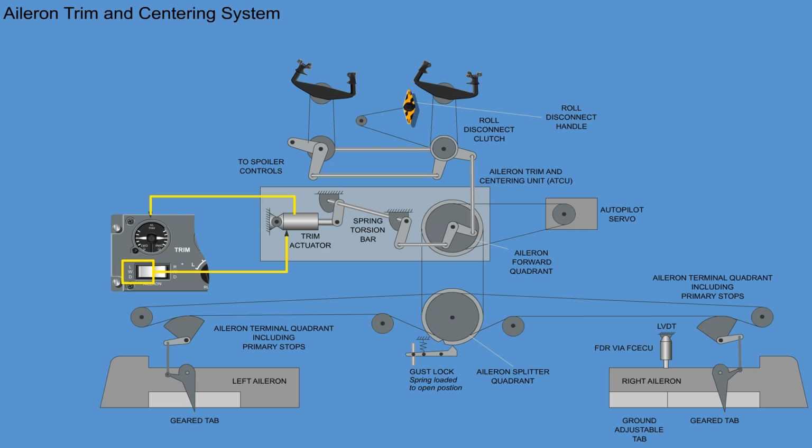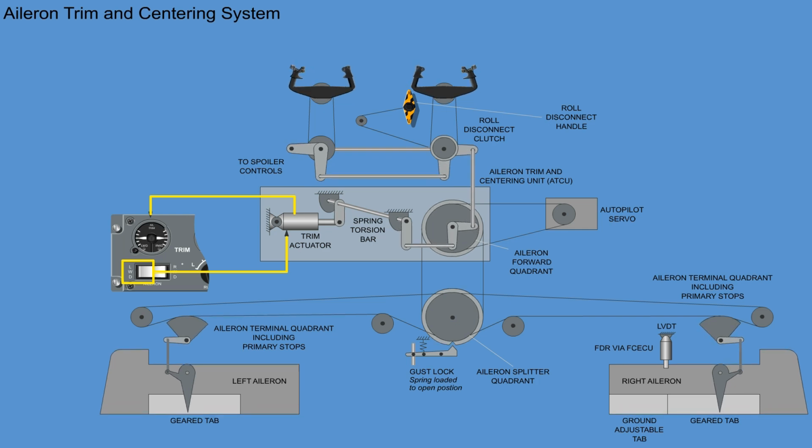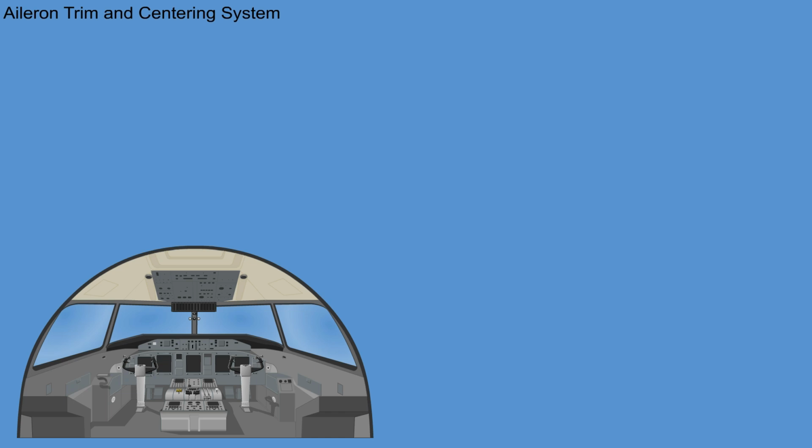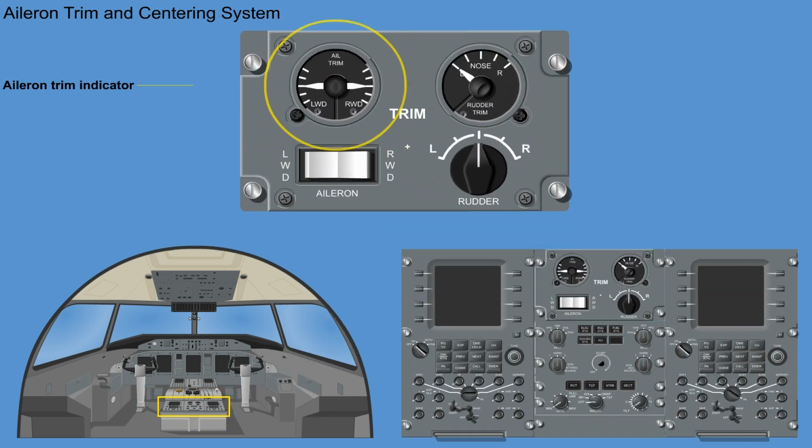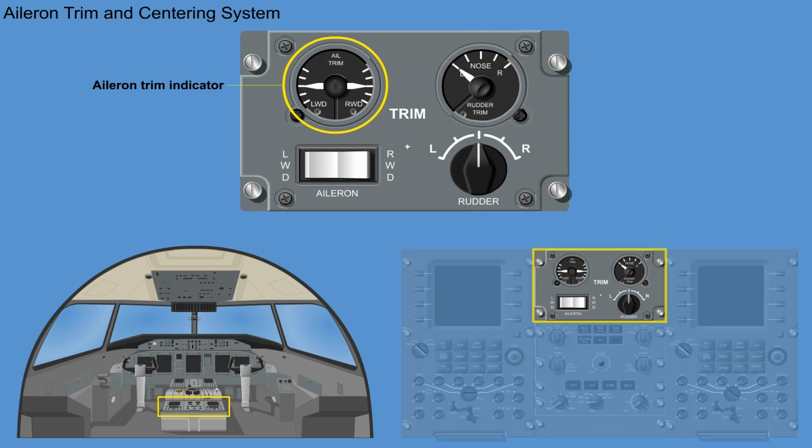Selection of the LWD, left wing down position, extends the aileron trim actuator and turns the aileron forward quadrant, causing both aileron surfaces to move differentially. Selection of the RWD, right wing down position, reverses the process, causing the ailerons to move in the opposite direction. An aileron trim indicator, located on the trim panel in the center console, shows aileron trim position.